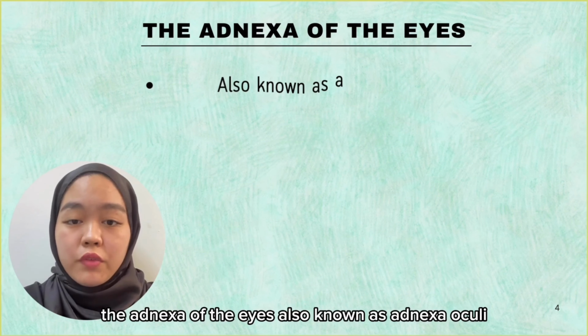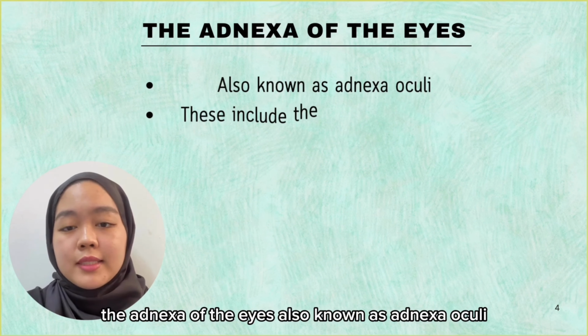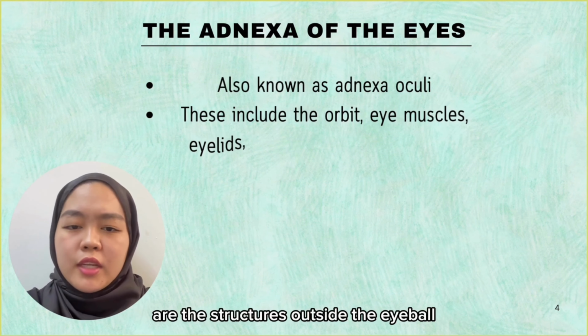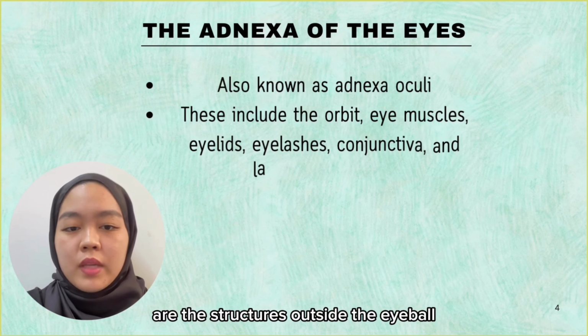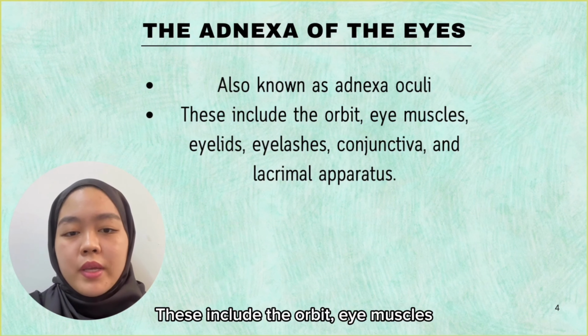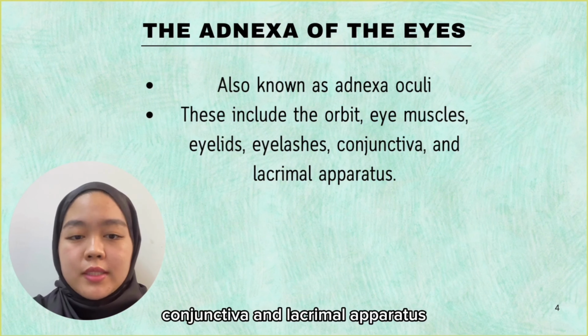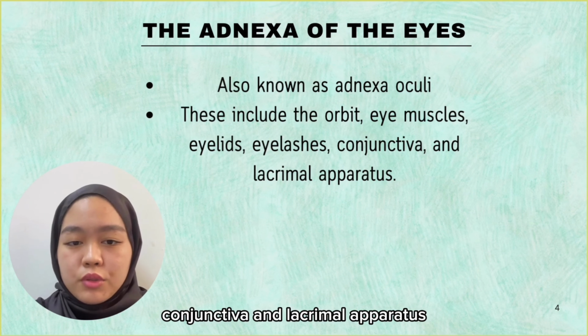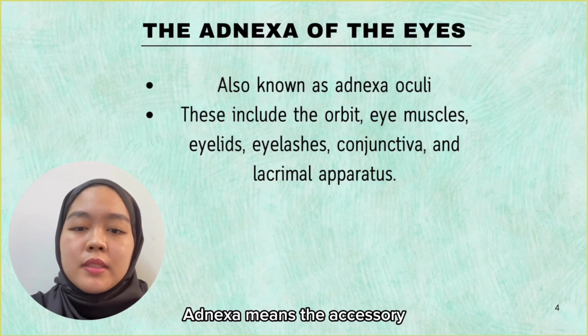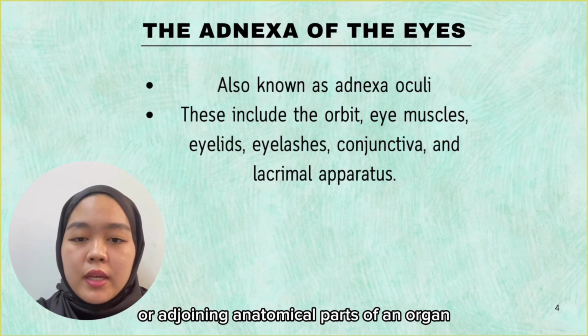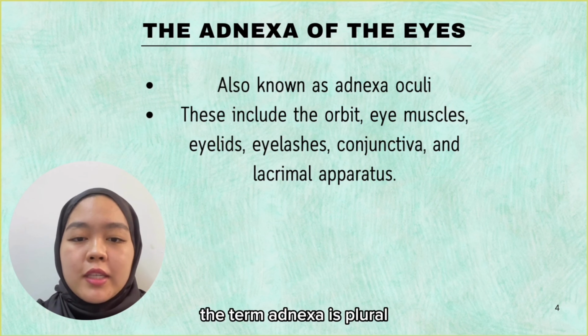The adnexa of the eyes, also known as adnexa oculi, are the structures outside the eyeball. These include the orbit, eye muscles, eyelids, eyelashes, conjunctiva, and lacrimal apparatus. Adnexa means the accessory or adjoining anatomical parts of an organ. The term adnexa is plural.